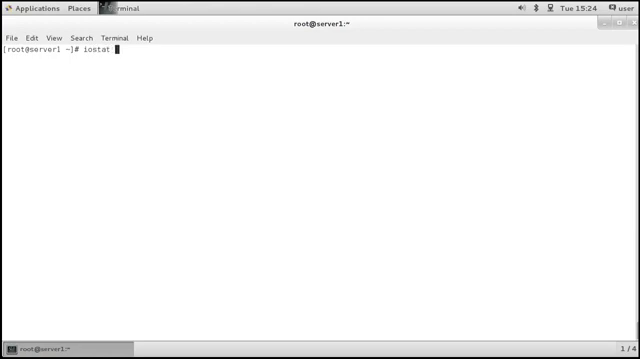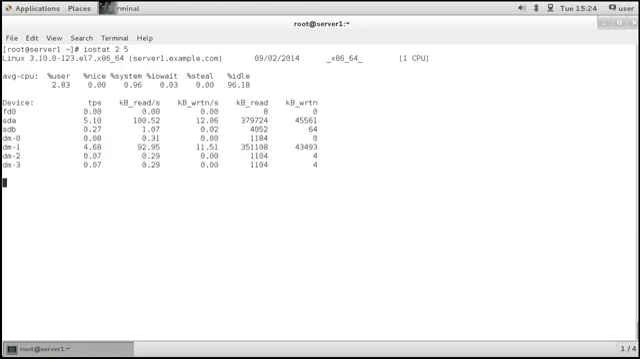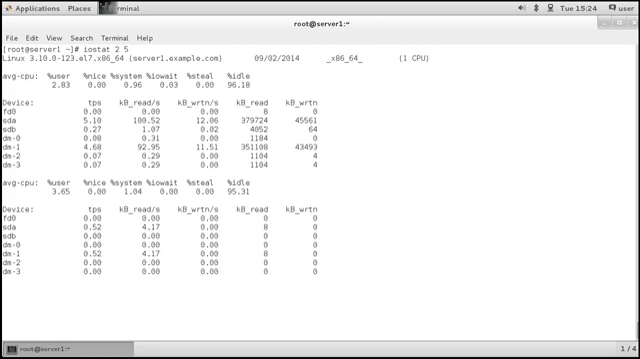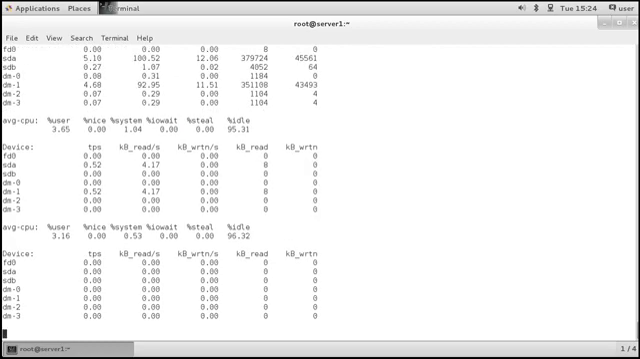Another utility that you need to be aware of is iostat. Let's run it: iostat 2 5. What is that? Well, with a 2-second interval, I want it to do 5 loops. And you can see that it is extremely busy.